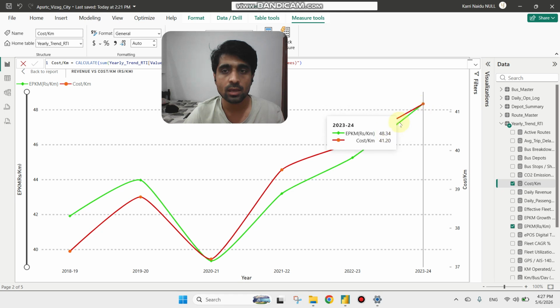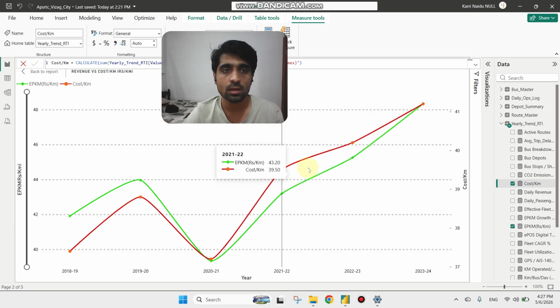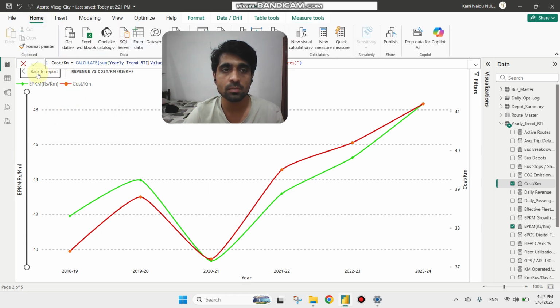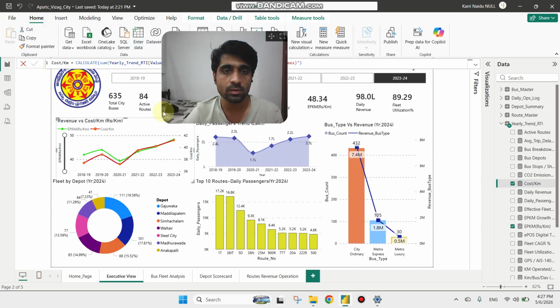So earning per kilometer and cost per kilometer have both been running in a similar way, and we can get a profit. But due to the dead kilometer ratio and also the lesser occupancy ratio, we are unable to get the maximum amount of profit with this available bus fleet. So with this, this page is being completed.